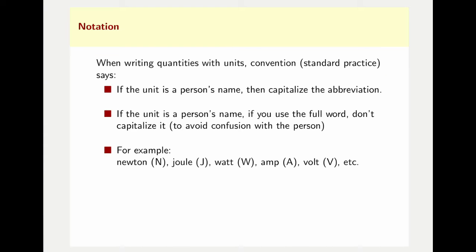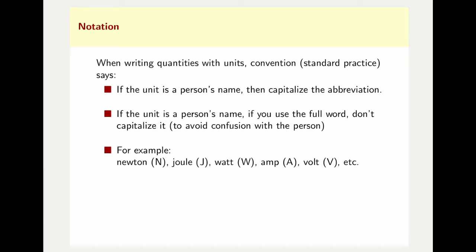Let's talk about notation. When you write quantities with units, there's a convention. Convention means a standard practice. And this convention says if the unit is based on a person's name, then you capitalize the abbreviation, but if you need to write out the full word for the unit, don't capitalize it, because that would confuse people whether you're talking about the unit or the person.